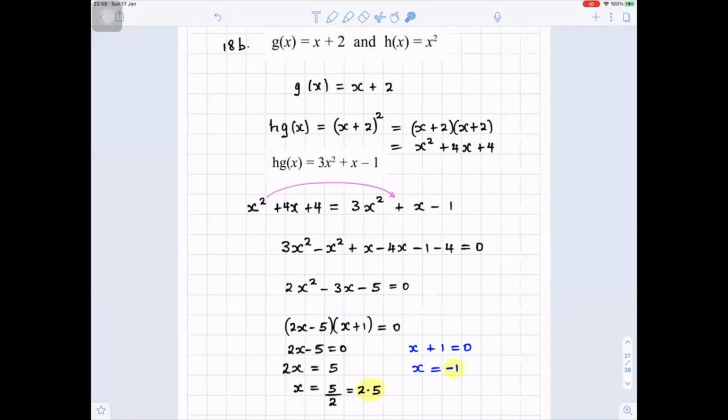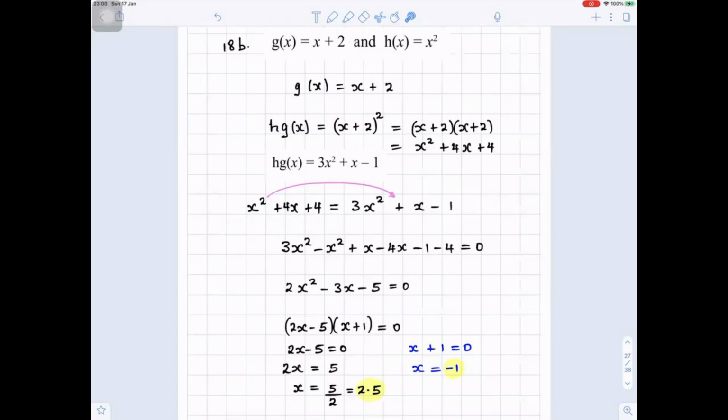You multiply this using the FOIL, first, outer, inner, last method. X times x is x squared. X times 2 is 2x, plus 2x is 4x, plus 4. Now hg of x is 3x squared plus x minus 1. So now your x squared plus 4x plus 4 from there is equal to 3x squared plus x minus 1. So we've got the left hand side equal to the right hand side.